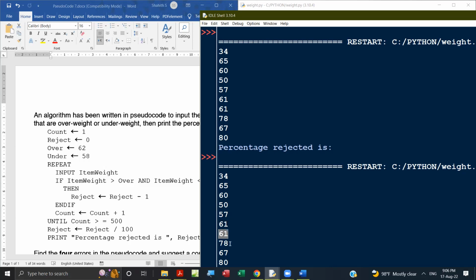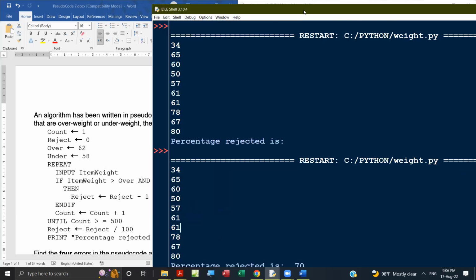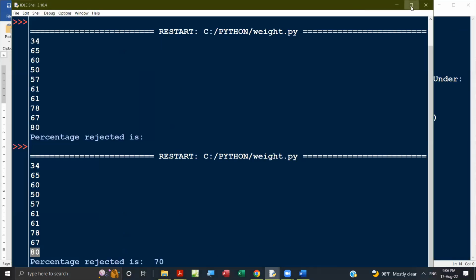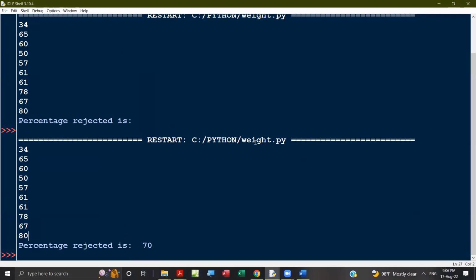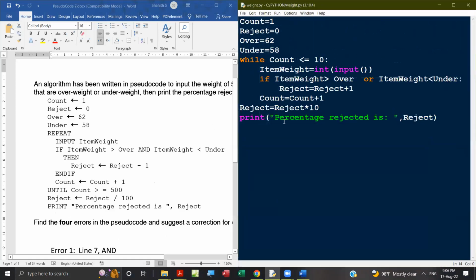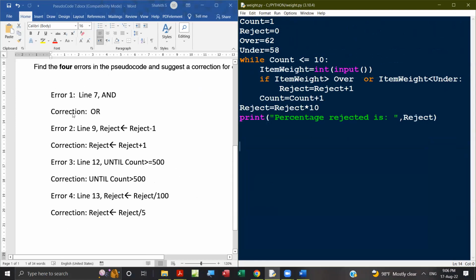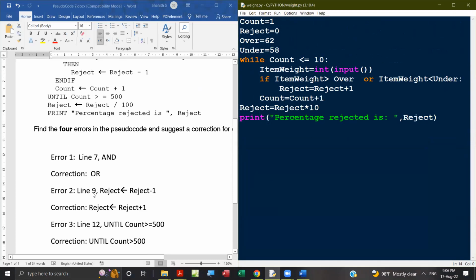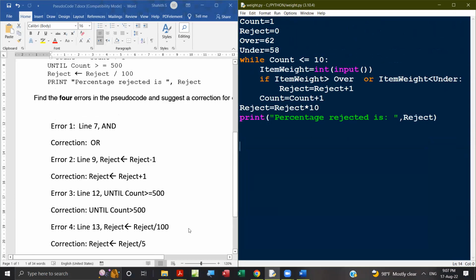Why 61? Because it's in between 58 and 62, excluding 58 and 62. So it's normal weight, that's why. 78, overweight, 5. Then 67 is overweight, 6. 80 is also overweight, 7. That's why 7, okay. So 70%, that's the result. So this is our program, and this is the corrected pseudocode steps, okay. Thank you.